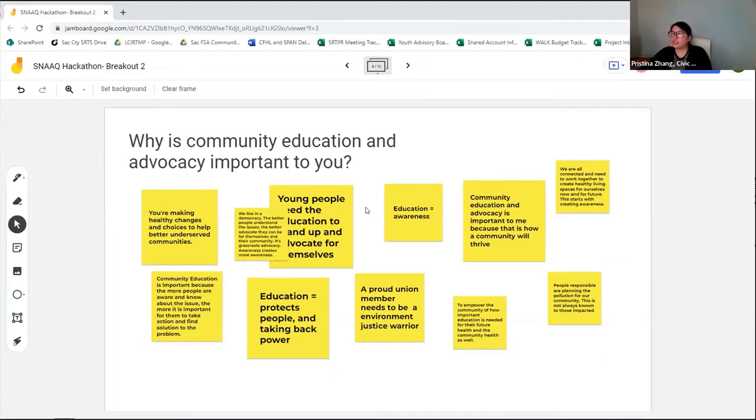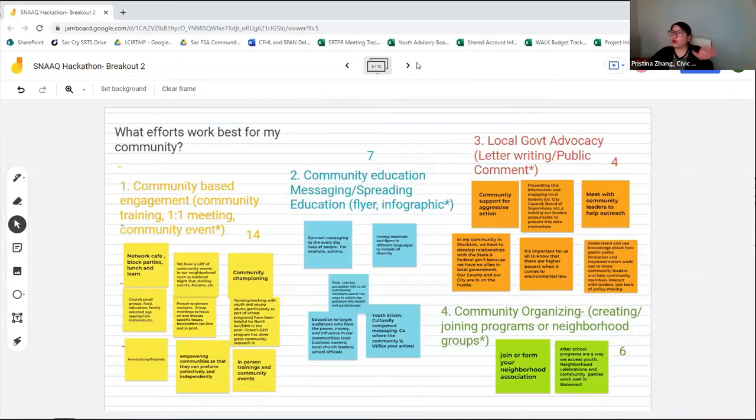A lot of pieces were shared about how education is power. Education is awareness. It's a way for us to take back that power and encourage people to really advocate for themselves and to really understand what's going on around them. So we started this brainstorm by first thinking about what efforts of advocacy and education really work for our community members, for myself, for my neighbors. And then we had a really beautiful brainstorm.